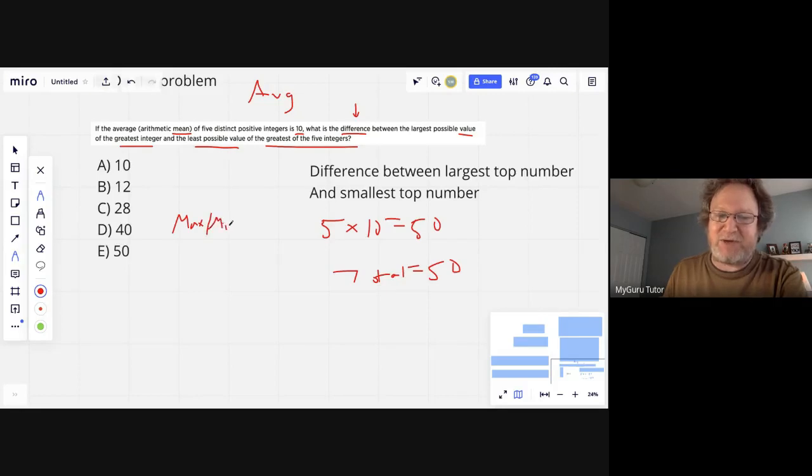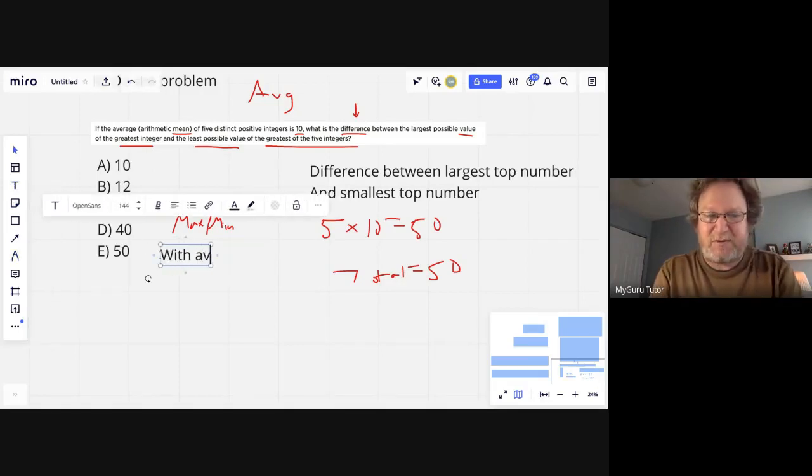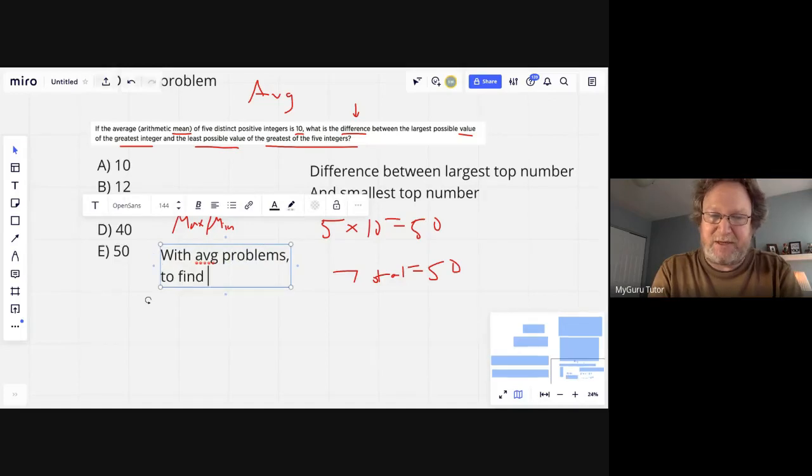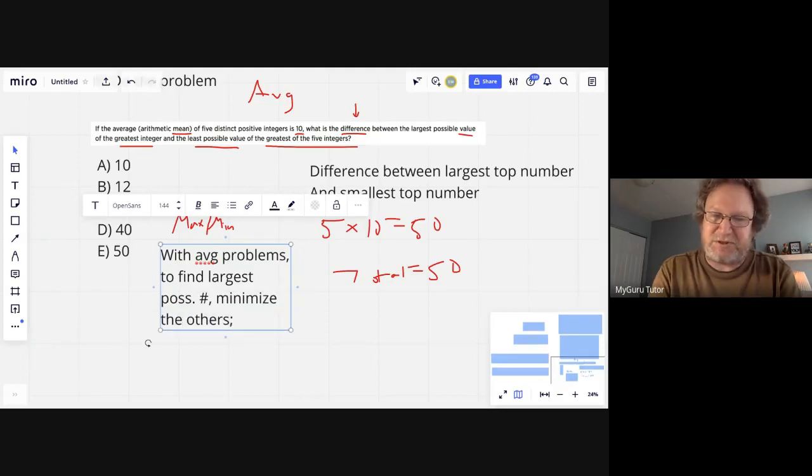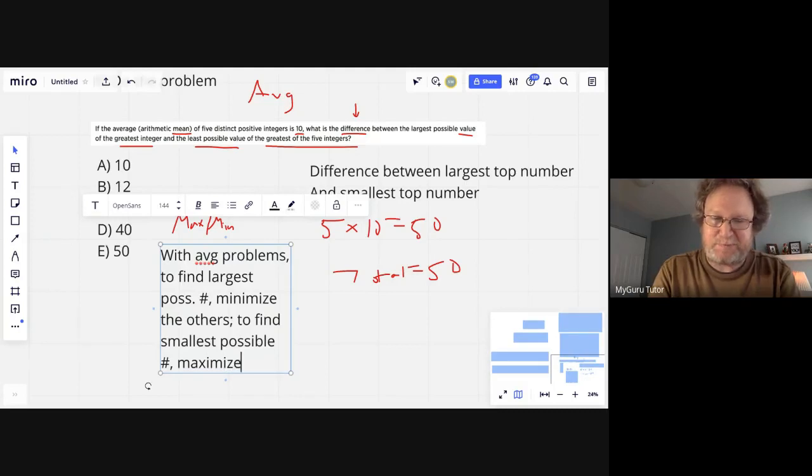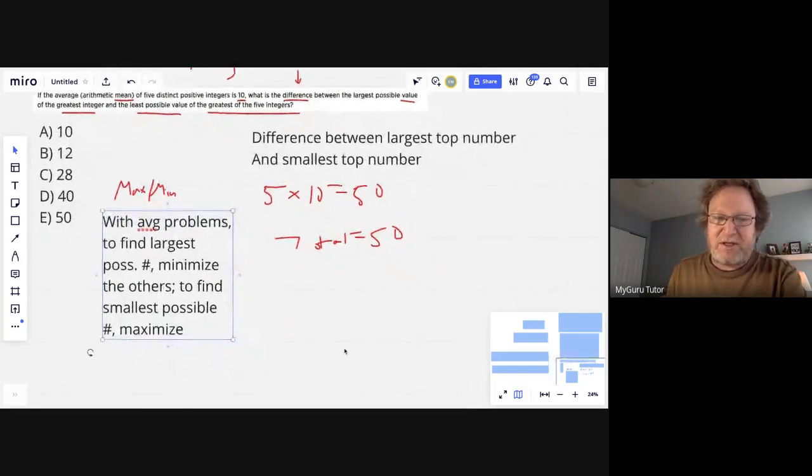When you're dealing with average problems, very often they're going to be in the context of maximizing or minimizing something, right? So if you want to find the largest possible number, you want to minimize everything else. And vice versa: to find the smallest possible number, you want to maximize the others. Okay, so let's start out.